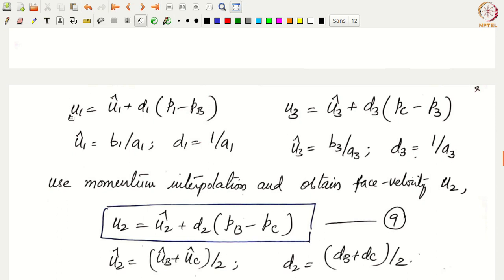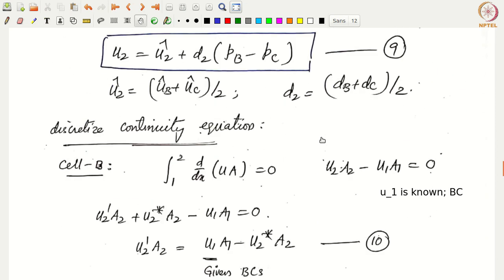So U1 prime is 0. If this is 0, P1 prime has to be equal to PB prime, right? Similarly, PC prime equals P3 prime when U3 prime is 0. Okay, so those are the two equations we have.